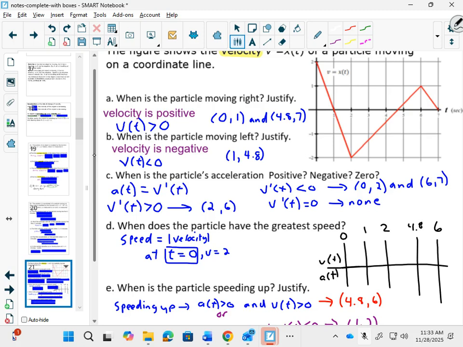And what we can do on this graph is we can look at my graph, okay? My velocity is positive from 0 to 1. From 1 to 2, it's negative. From 2 to 4.8, it's negative. From 4.8 to 6, it's positive. And 6 to, I guess I can put 7 on here, it's positive again.